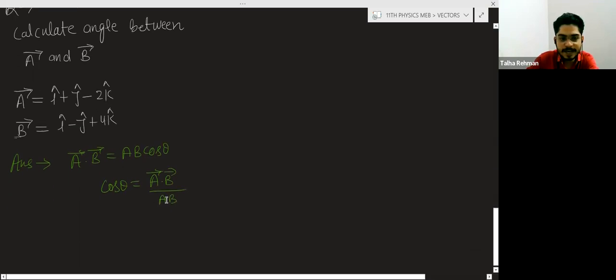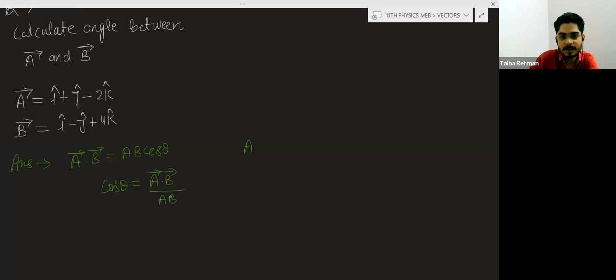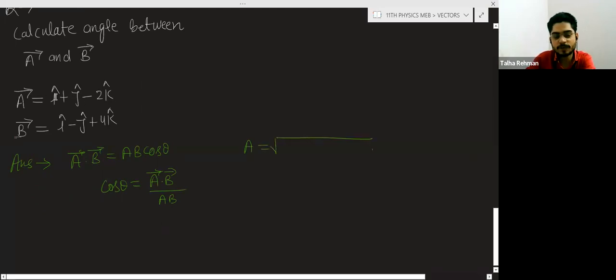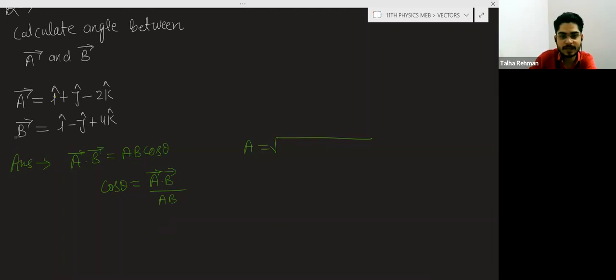Now what is A and what is B? A is the magnitude of the vector, and I have told you how to find the magnitude of the vector. See this vector A: here is 1 square, 1 square again, here is minus 2 square. So this will become root 6. Magnitude of vector B: 1 square plus minus 1 square plus 4 square. This will become root 18.